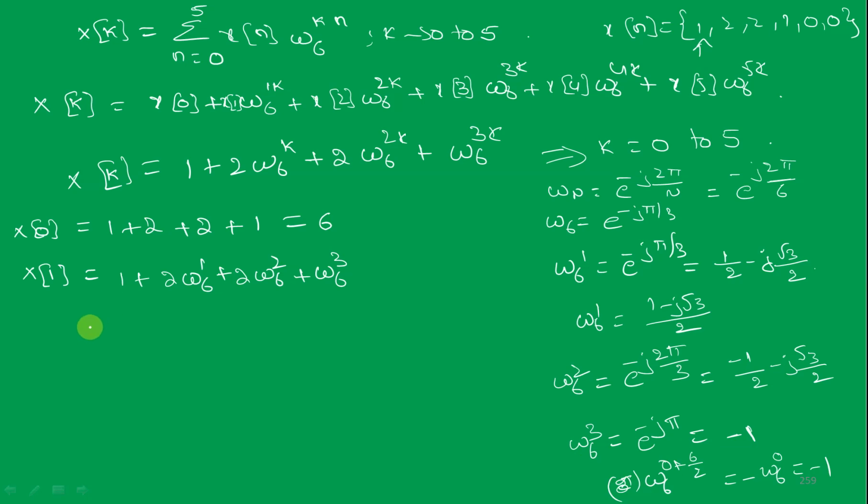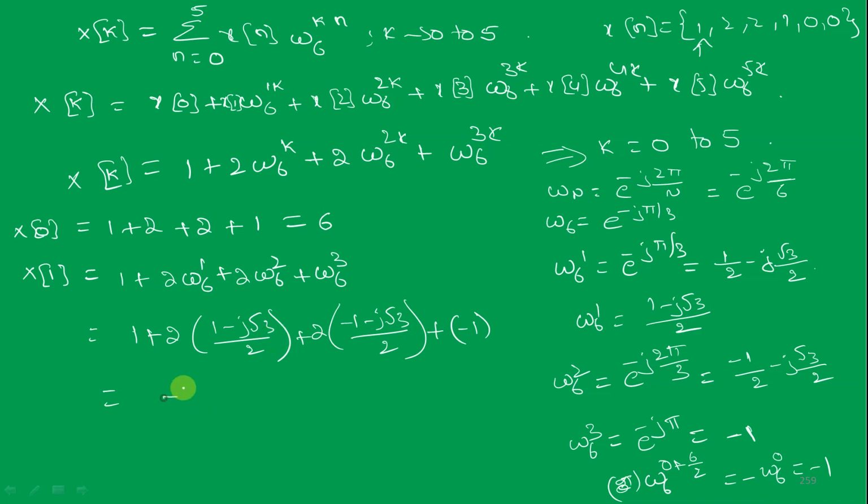Now this one is equal to 1 plus 2 times (1 minus j root 3)/2 plus 2 times (minus 1 minus j root 3)/2 plus here a minus 1. Now the answer: 1 minus 1 gets cancelled, the 2 gets cancelled. Now 1 minus j root 3 minus 1 minus j root 3. Here 1 minus 1 gets cancelled, and we get minus j 2 root 3. This is X of 1.